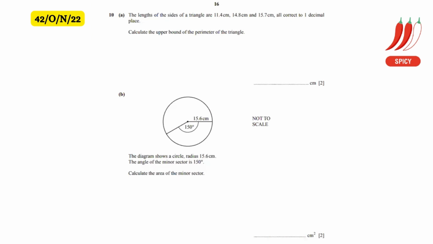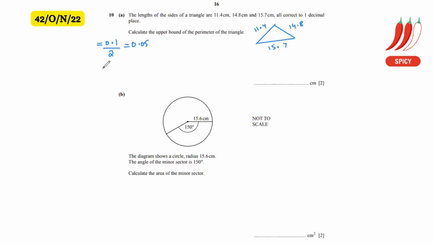So if we draw a triangle, this is 15.7, this is 14.8, and this is 11.4. All of them are correct to one decimal place, so one decimal place is our degree of accuracy for these lengths. To find the upper bound or lower bound, we always divide the degree of accuracy by 2 first. So 0.1, because one decimal place, divided by 2, is 0.05.